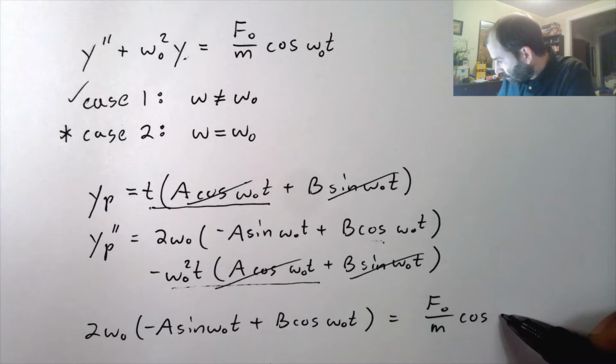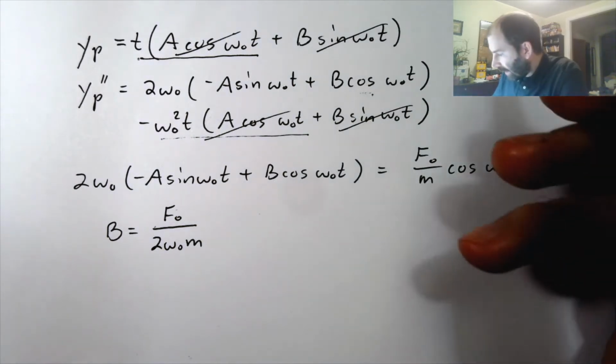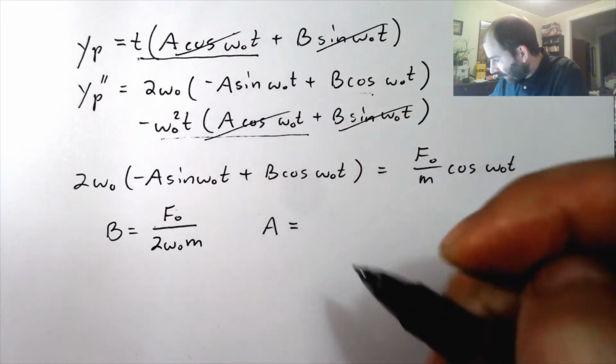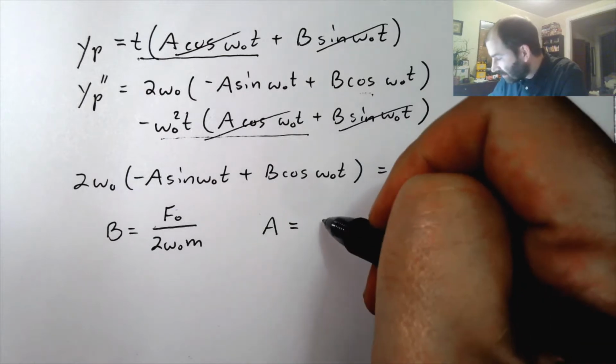Now we need to solve for A and B. When t is equal to 0, this is just a 1. This term is gone. And so I see that these things have to equal each other, which means that B must equal F0 divided by 2 omega naught m. And A has to equal what? When I plug that in for B, I get that side exactly. I don't need anything else. So that must mean that A is 0.